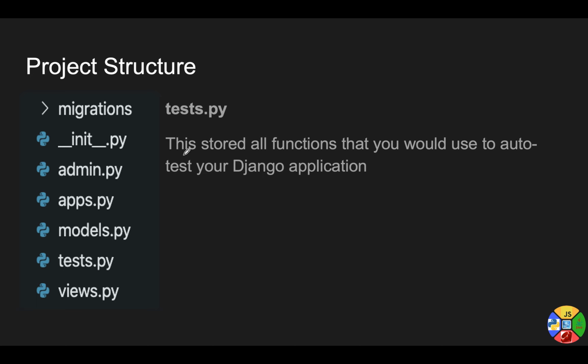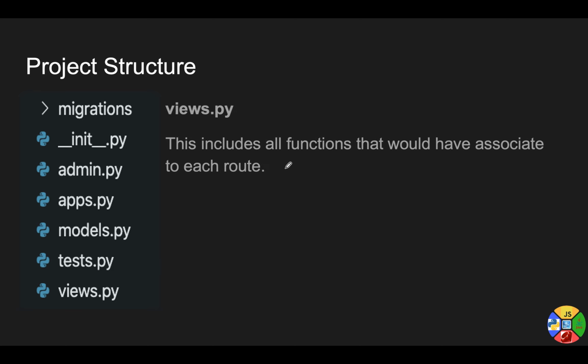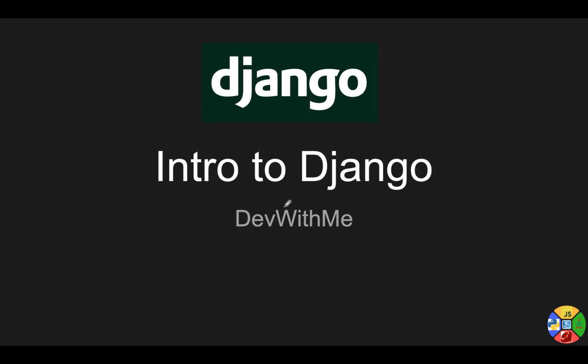tests.py: recall that in Flask we talked about the basics of unit testing, but Django actually has a feature to test. This file stores all the functions that will auto-test your Django application, and there are some special commands you can run to test your files. views.py includes all the functions that are associated with each route. It's like the function under the route decorator in Flask.